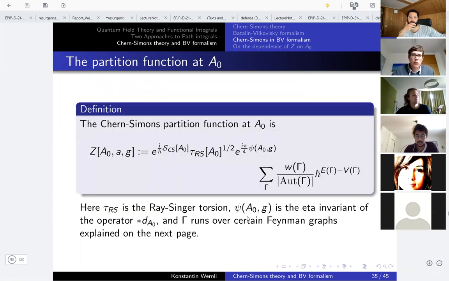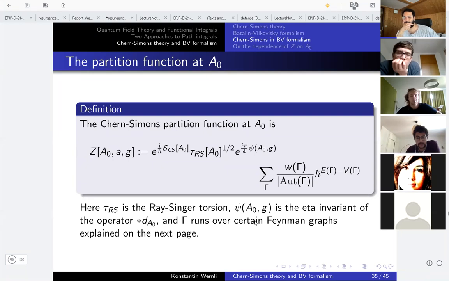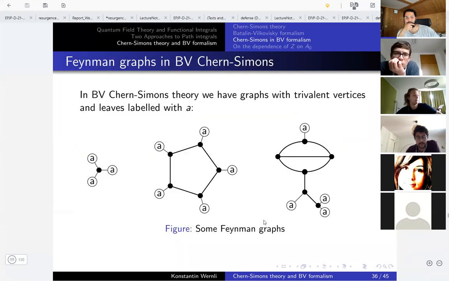Okay, so here's the definition. The Chern-Simons partition function at A0 is the exponential of the Chern-Simons action at A0, times the square root of the Ray-Singer torsion, times e to the i pi over 4 times the eta invariant of A0 and g, and then the perturbative series given by Feynman graphs. And if you want to know more about any of these, you can maybe ask me later in the discussion session. And the graphs look like this.